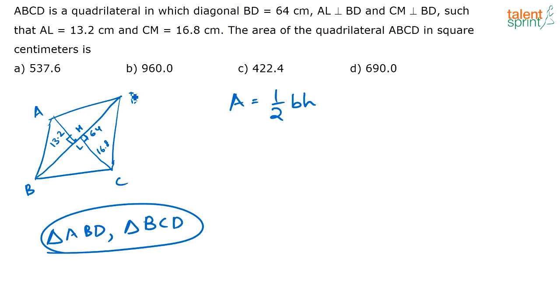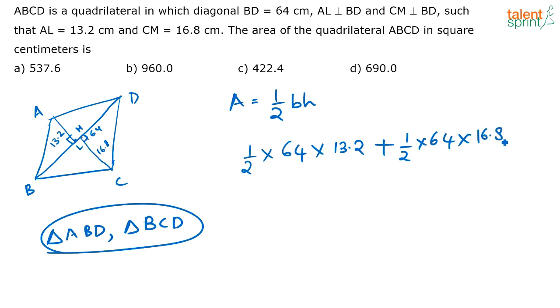Now if you look at triangle ABD, what is its area? Its area is nothing but half into the base, here it is going to be 64. Correct? Half into 64 into the height. Height of this triangle is 13.2, plus the area of triangle BCD, that is again equal to half into 64 into the height, here 16.8. So this is going to be the net area of this quadrilateral.